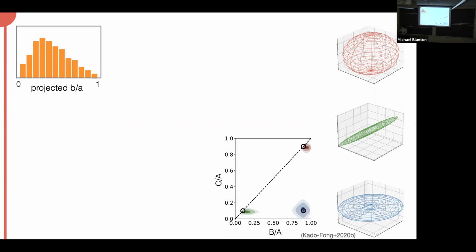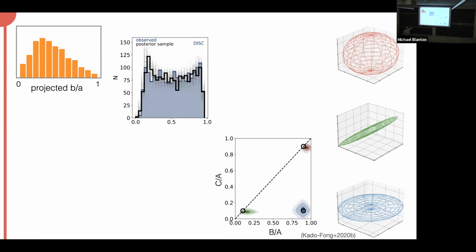So if we just think about what distribution of projected axis ratios we would expect for each of these shapes, you can say, okay, the disk, we should see some edge-on views, we should see some face-on views, and we should see a transition in between. And indeed, if we look at the distribution of projected axis ratios, here the blue are the mock observations, and the unfilled black histogram is our posterior sample, or our best fit model in projected axis ratio space. You can see that checks out, that comes to fruition.